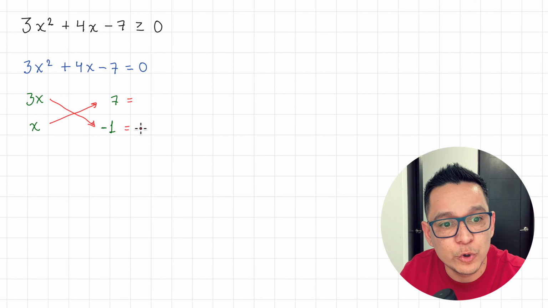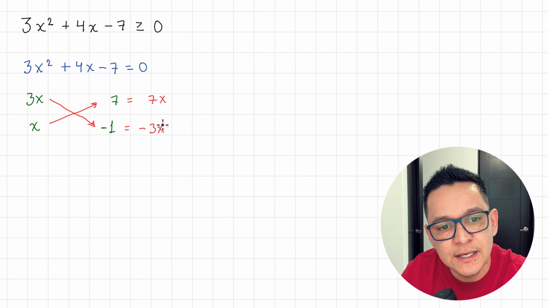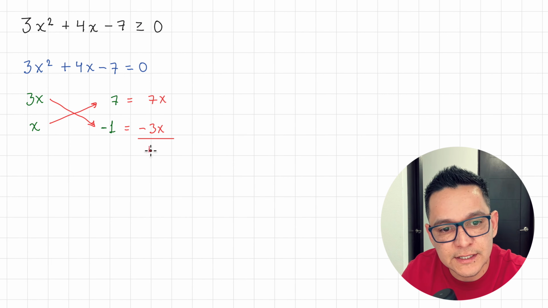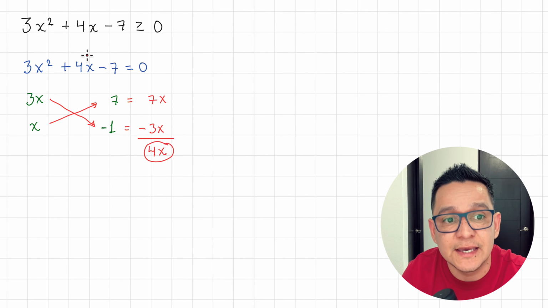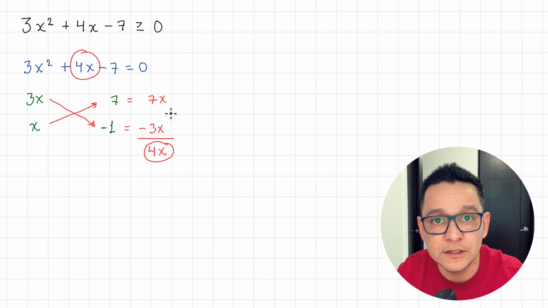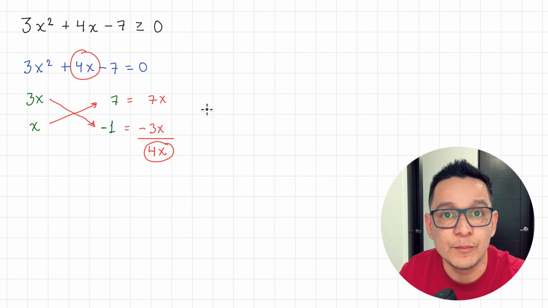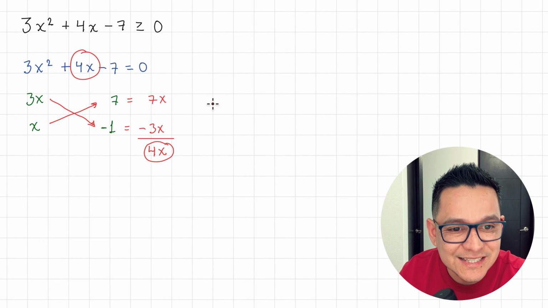3x times -1 gives me -3x. Then x times 7 gives me 7x. We do this algebraic operation: 7x minus 3x, and yes, I get 4x. So, what I got here is the same as the term in the middle? Well, yes. Does that mean then that in this case we did break it down correctly? And that's it. It's that simple.